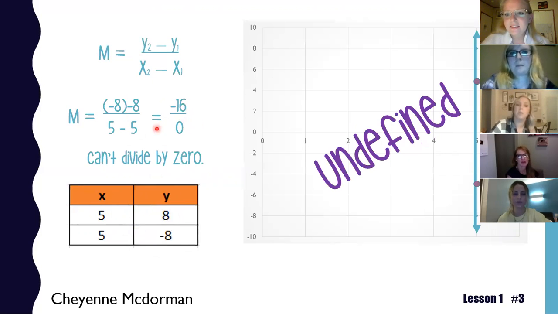So anytime you would have a 0 here, it would always be undefined. Yes, because when you multiply something by 0, it's always going to be 0. So in this case, when you do -16 dividing by 0, you're going to get 0. So this problem would be always undefined. So anytime you have a line, straight up and down or horizontal, you're going to have an undefined function.